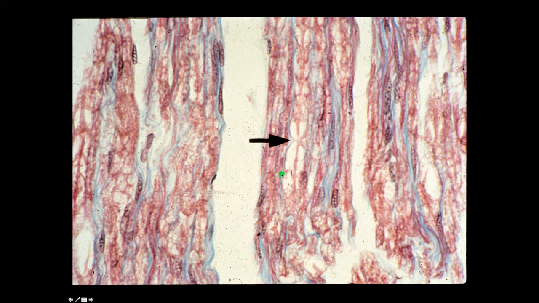This is a trichrome stained slide, and in these trichrome stained slides, the blue stain stains connective tissue. This would be the endoneurium that's enveloping each individual myelinated axon.